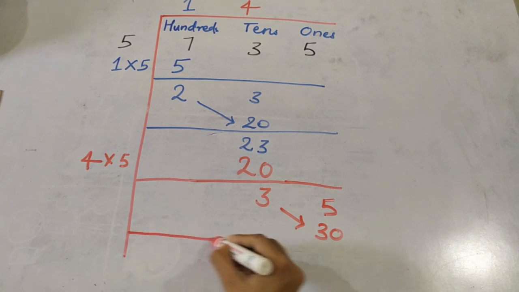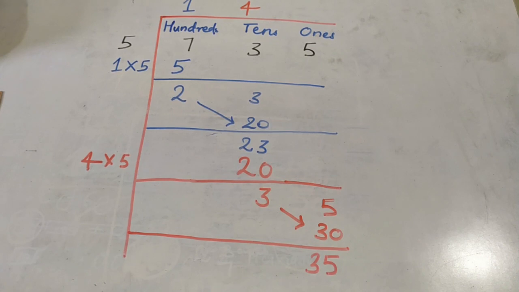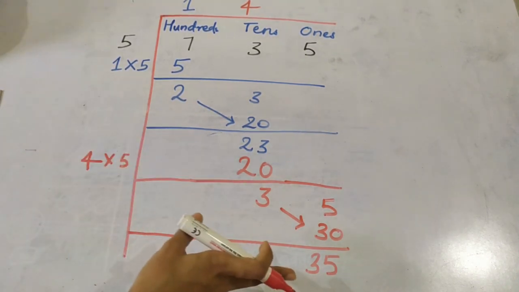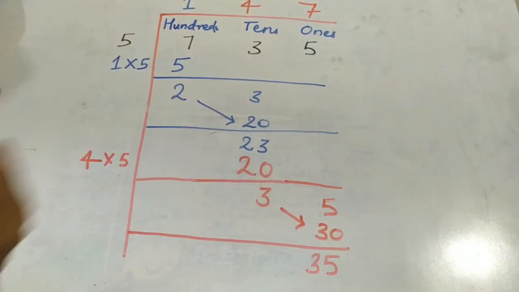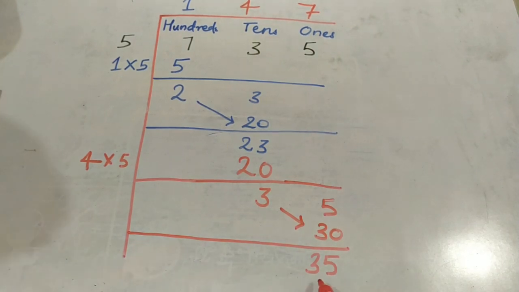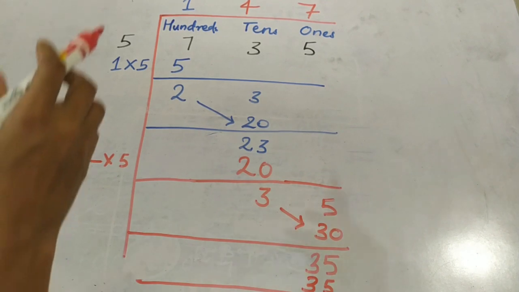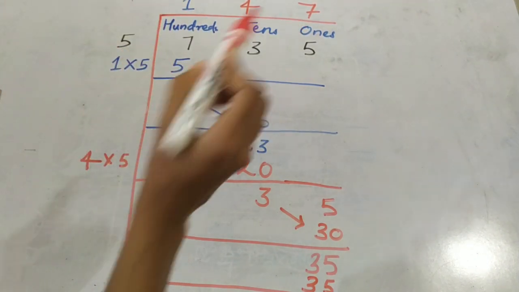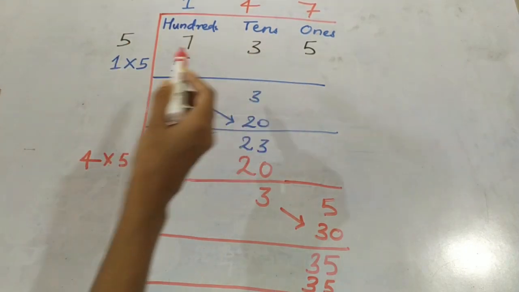So now 5 plus 30, 35. 35 books are there. Now we will look at how many 5s are there in 35. You know that 7 5s are 35. So 7. Anything left? Nothing is left. So we got the answer 147. The answer will be there on the upside.